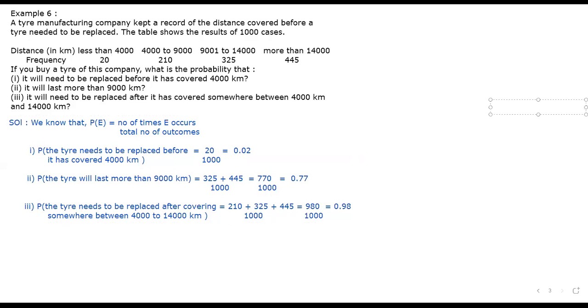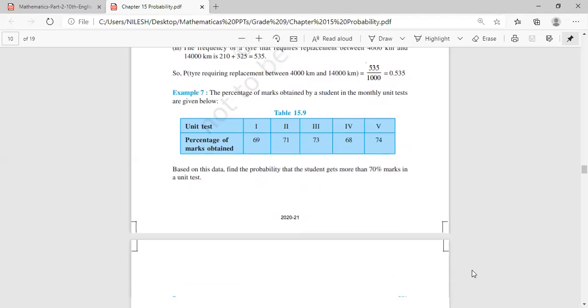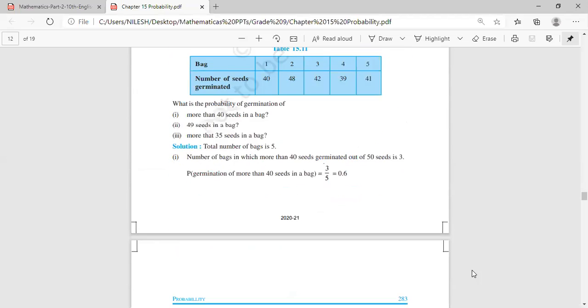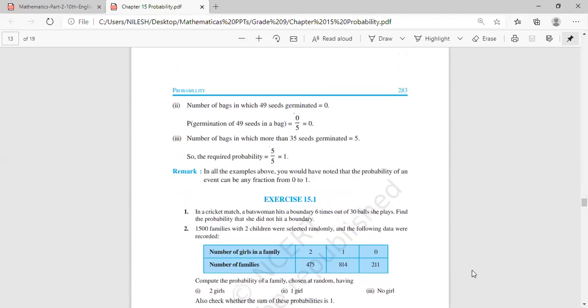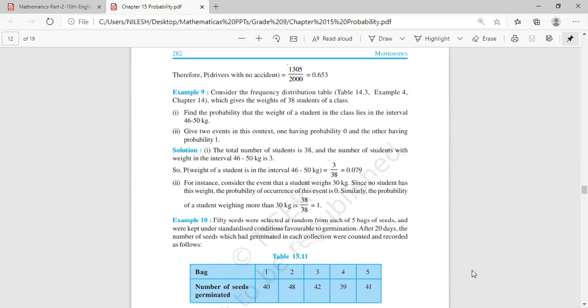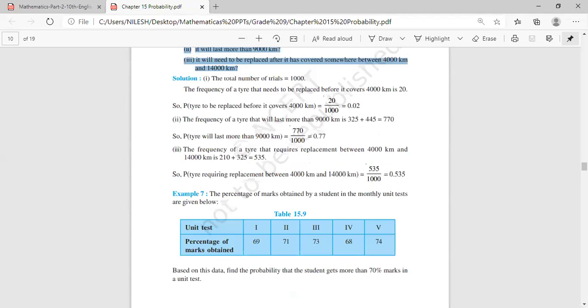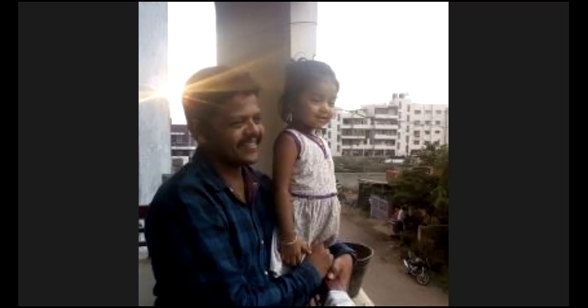Are we understanding, children, what we are doing? Yes, sir. Is it easy probability? Yes. 3-4 examples are there and then the exercise. Okay, fine. Clear? Yes, sir. So right now we will stop over here for the day. I hope you have understood this probability. Yes or no? Yes, sir. It's very easy, straightforward.